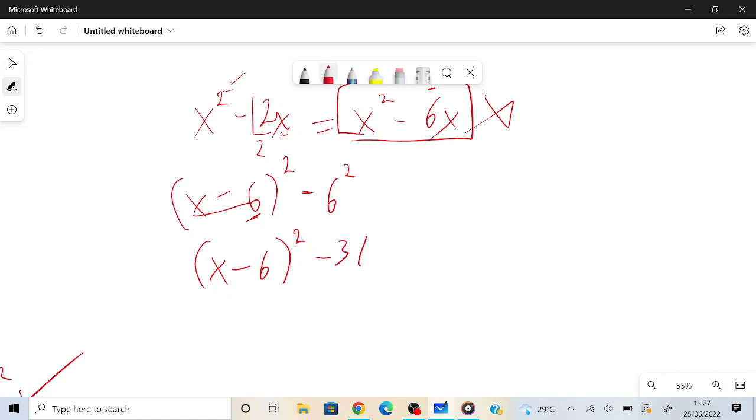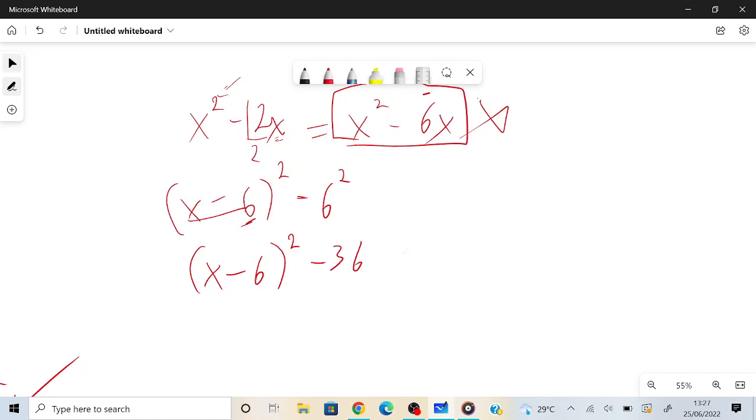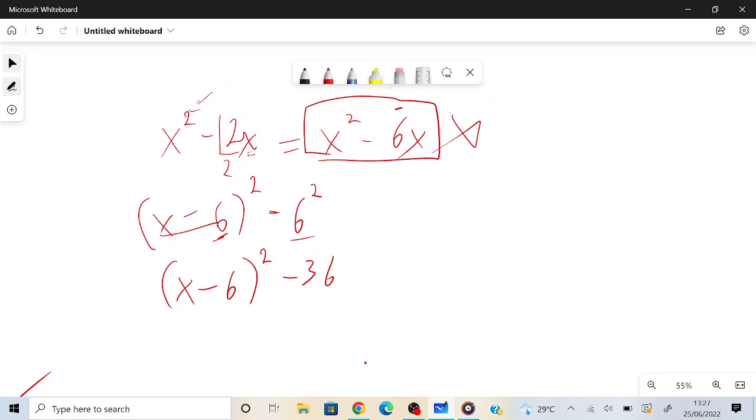minus 36. Now another thing you may be wondering is, oh, minus 6 squared is meant to be 36 because minus 6 times minus 6 is 36, but when you're completing the square, you always subtract the power. So even though minus 6 times minus 6 is 36, you would keep it as minus 36. Whenever you do this, you always subtract the power from what is inside.